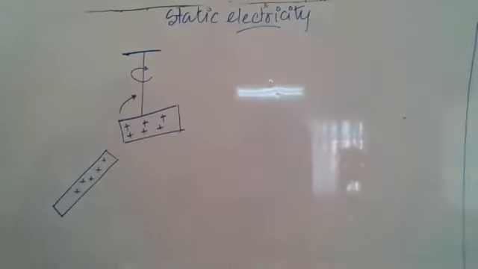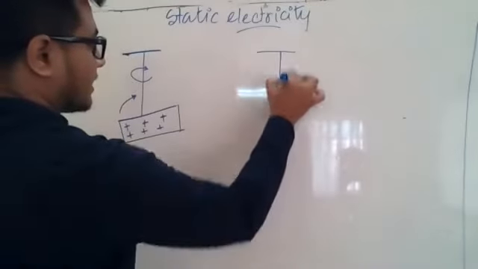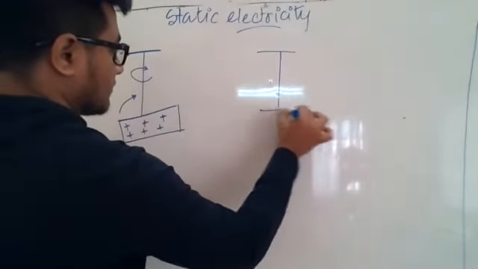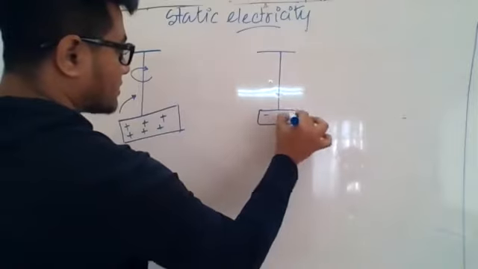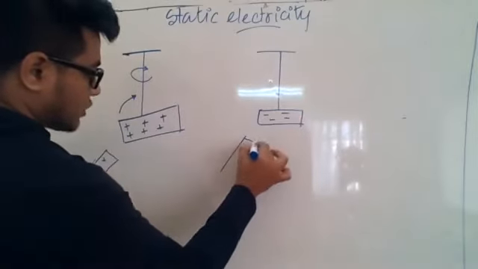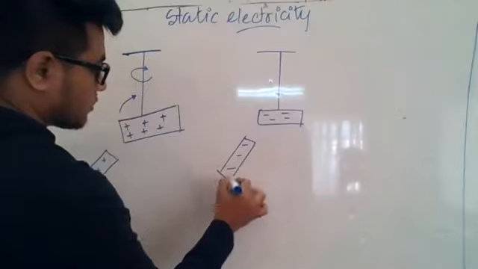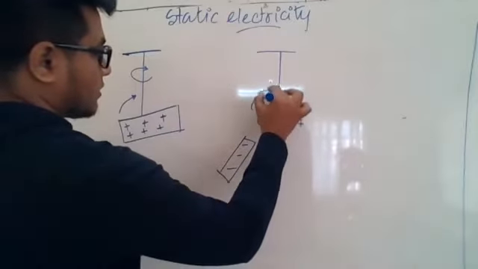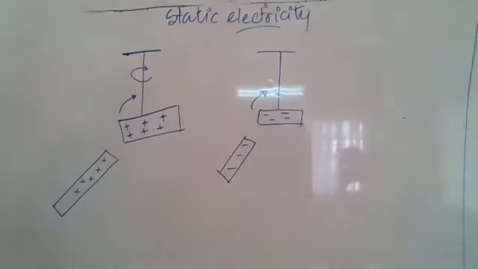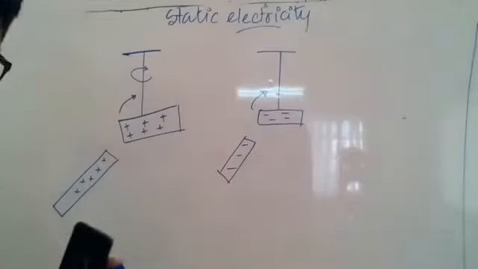Now the same goes for a negatively charged plastic. If I have a negatively charged plastic here and another negatively charged plastic, and I bring it closer to this one, what will happen? Again, it will go away from this one, as there is some repulsion force.